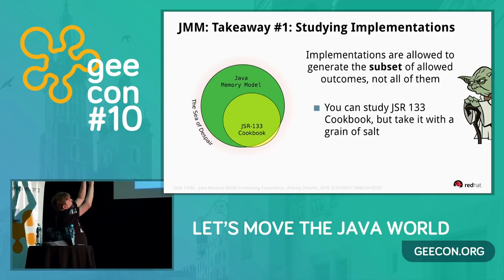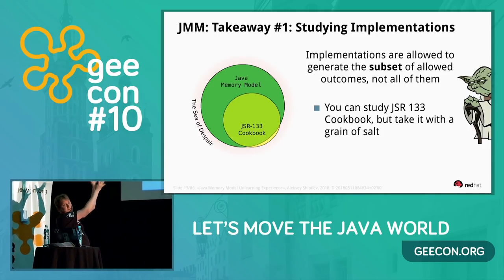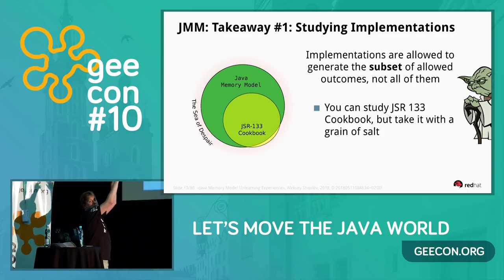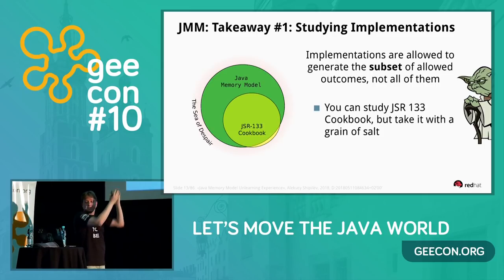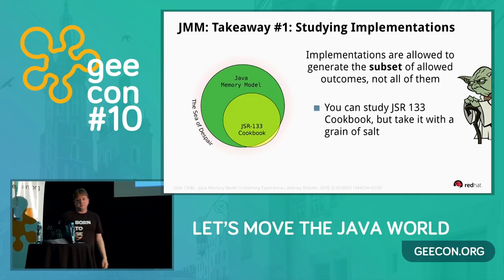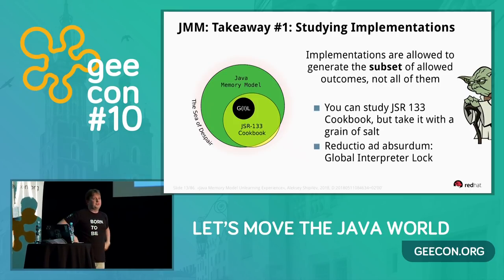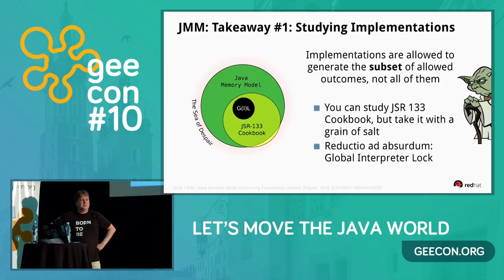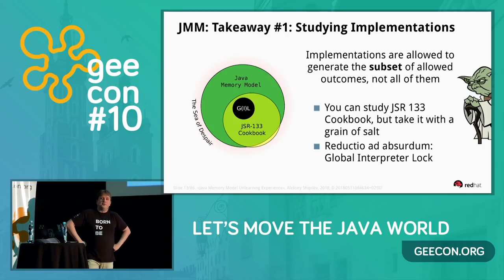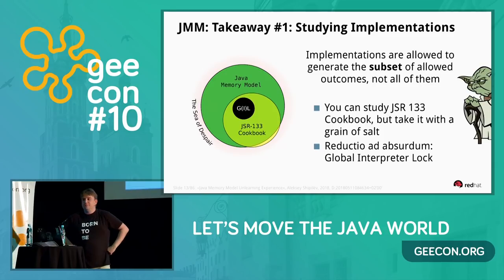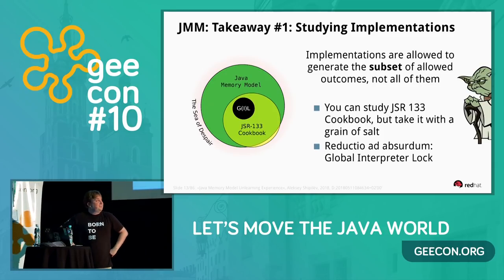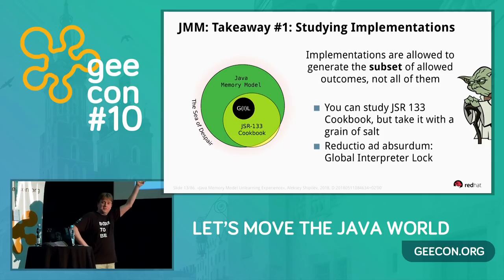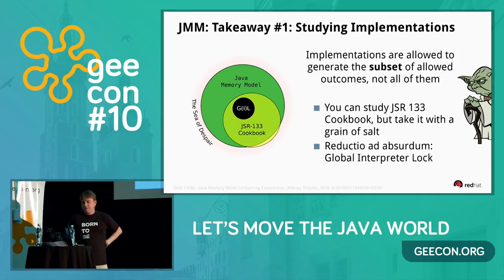But suppose you have all the realms of Java memory model executions, and you have an implementation that produces only a subset of these. There's a reductio ad absurdum: if you have an implementation that takes the lock during interpretation or compilation, you will still be conformant JMM-wise. You would not be as performant, but it will still produce a subset of these outcomes.